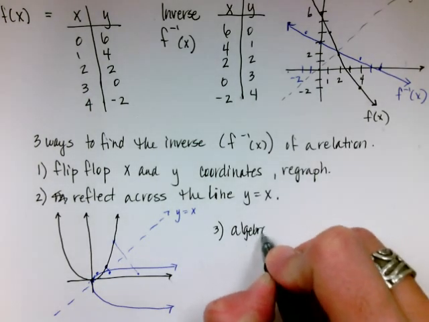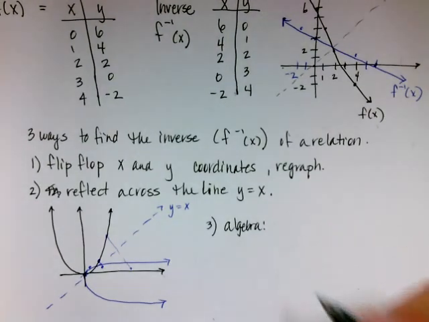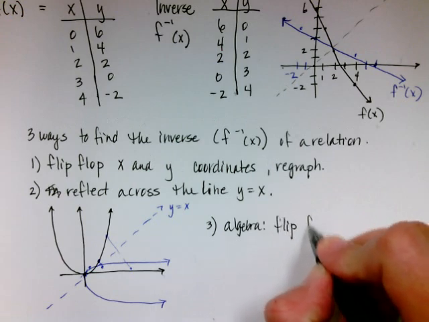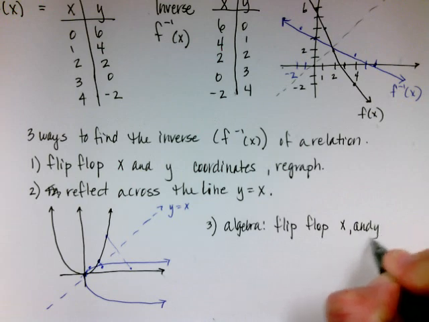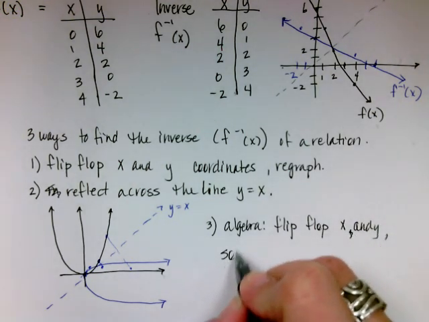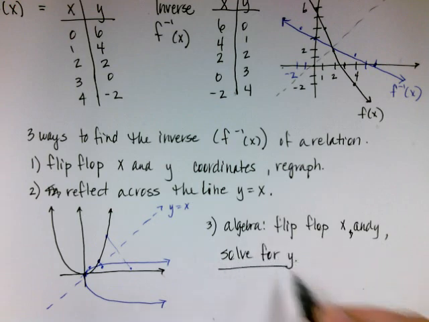And this is the method that we're going to use primarily right now. Later we'll do more with graphing, and it's actually kind of fun. But I'm going to flip-flop the x and the y in my equation. The key thing is I'm going to solve for y. This is a step that most people forget to do. So I'm going to flip-flop my x and my y, and then I'm going to solve for y.